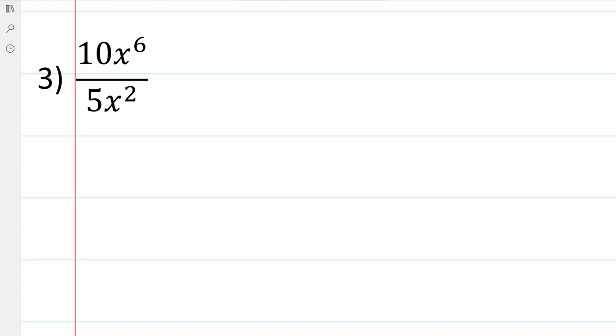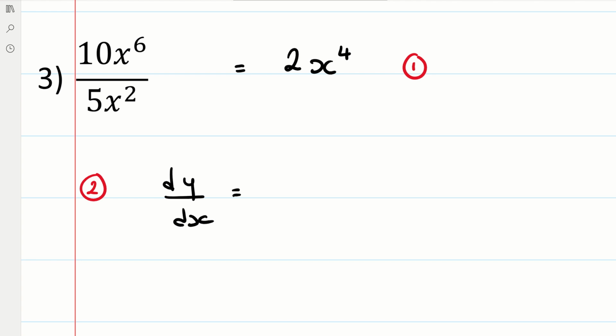This is a division. So 10 divided by 5 is 2. X to the power of 6 divided by x squared is x to the power of 4, because we subtract the powers. So I do the division first. And then step 2 is my differentiation. 4 times 2 is 8, x cubed.